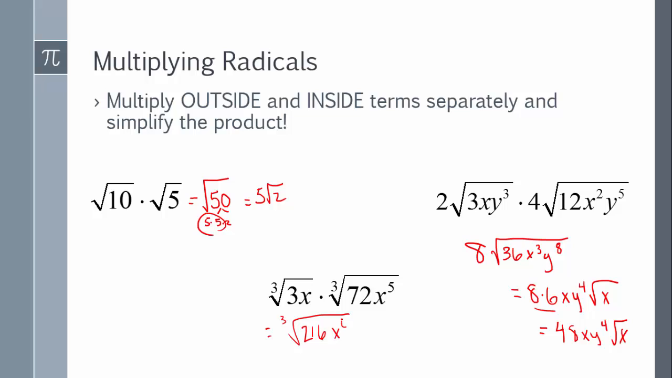And then x times x to the 5th is x to the 6th. 216 is a perfect cube. That's 6 times 6 times 6. So the 6 can come out. And then the cube root of x to the 6th is x squared.